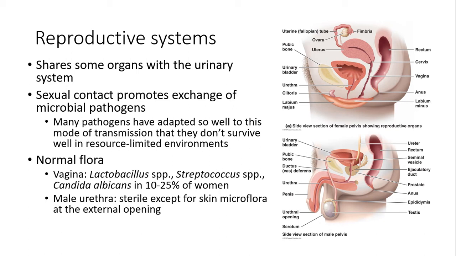So there will be a couple organisms that are going to be present in the normal flora of the vagina. This will include lactobacillus, streptococcus, especially the group B strep, and Candida albicans, which causes a vaginal yeast infection in some cases. That will be present in 10 to 25% of women on a natural basis. On the men's side, the male urethra is mostly sterile except for maybe the skin microflora at the external opening.